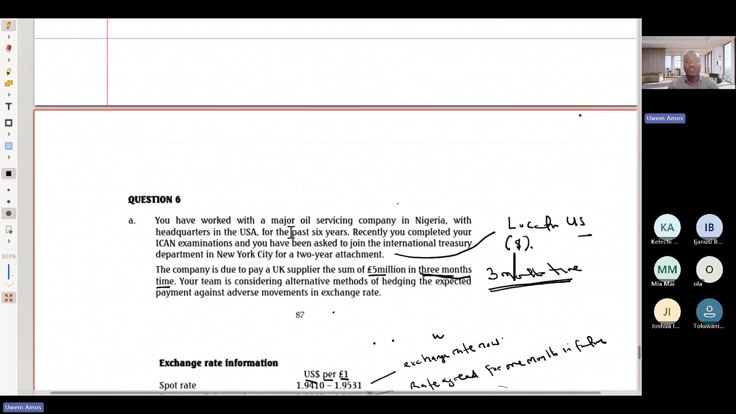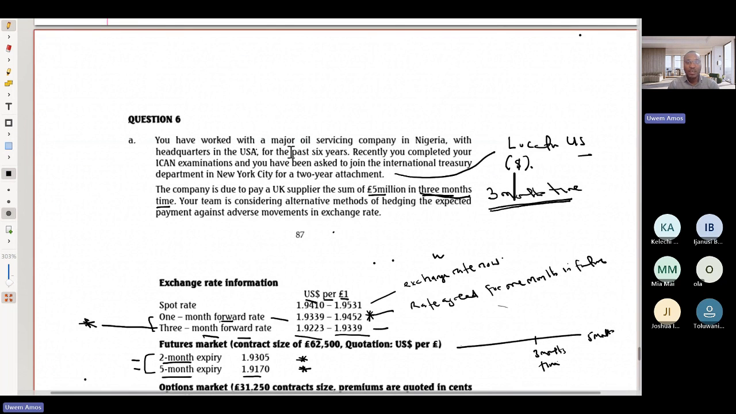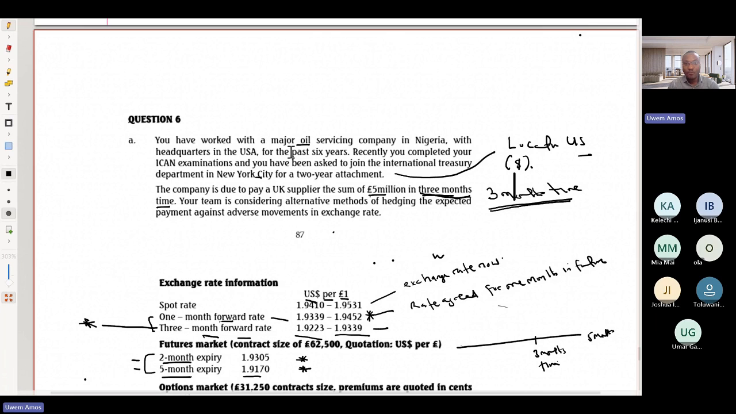All right, so it says that you are working with a major oil servicing firm with headquarters in US. The company is due to pay the UK supplier the sum of £5 million in 3 months' time. So you are a US company, you use dollar. You need to pay somebody in pounds. So what do you need to do? You need to buy pounds.